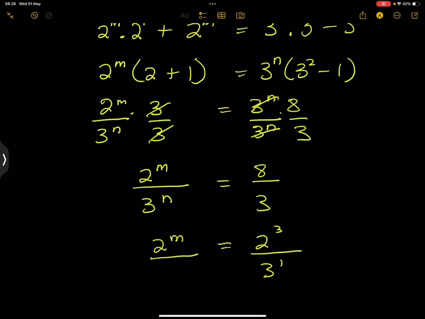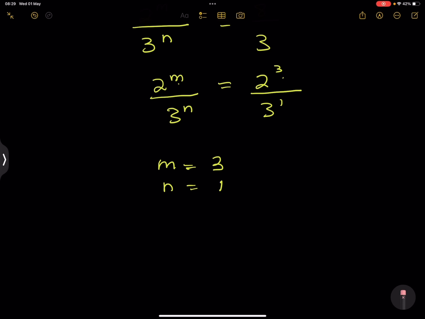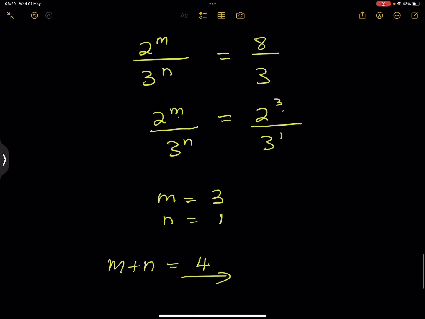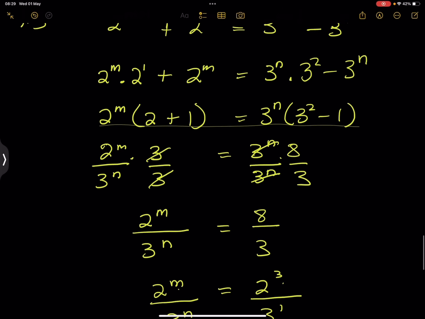I'm sure you can see where I'm going with this, right? So what does that mean? It means that, bases are the same, so the exponents are the same. So m is equal to 3 and n is equal to 1. And the instruction was find m plus n. So m plus n would be equal to 4. Okay, and that is how our first question comes to an end.